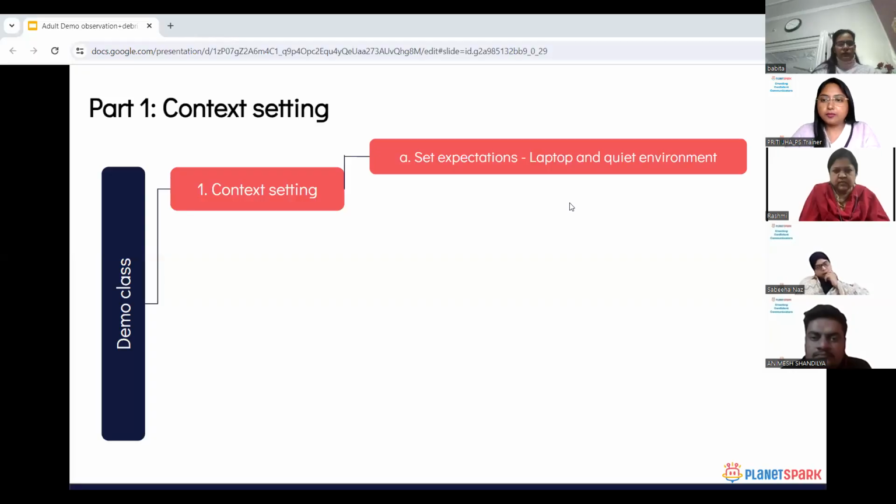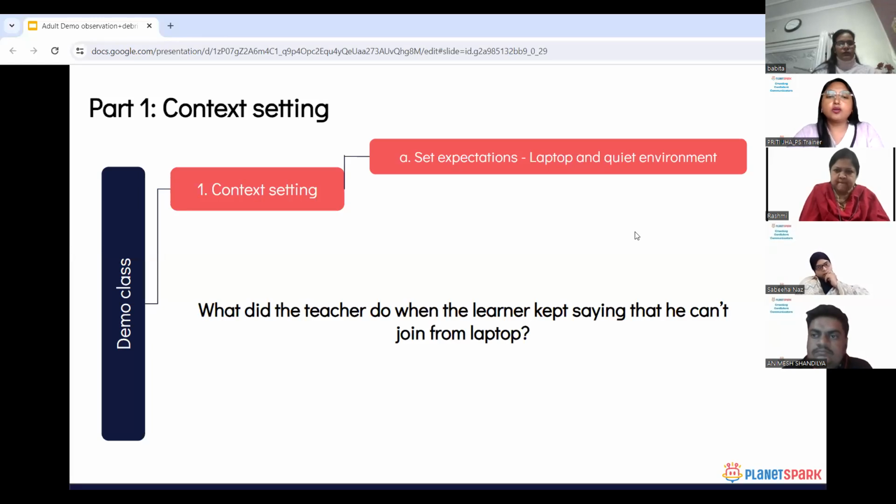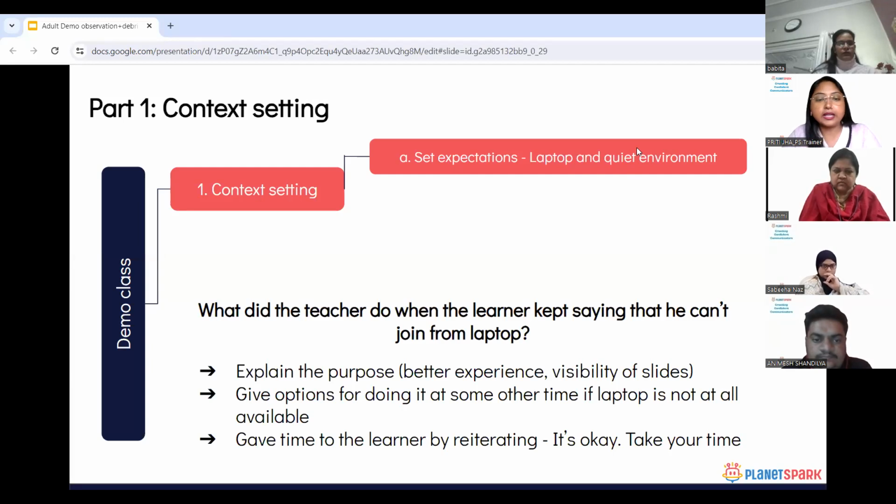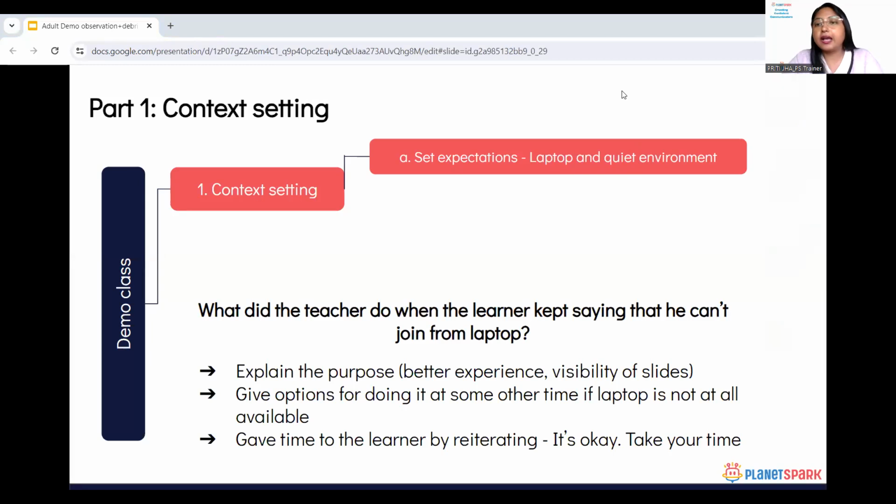Great. So let's move on to the next segment. I just asked you this question and you wrote the answer. What did the teacher do when the learner kept on saying that he cannot join from laptop? I'll quickly show you the answer. Explain the purpose: better experience and visibility of slides. These are the reasons why we need a laptop. And give options to the learner for doing it at some other time if the laptop is not at all available. And she also gave time to the learner by reiterating, okay, it's okay, no worries, you can take your time. I'm here.